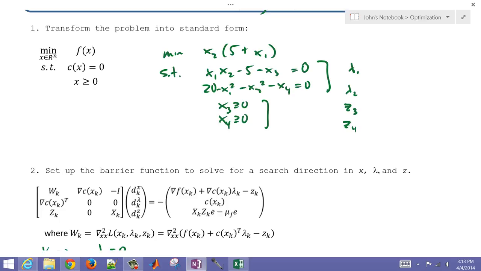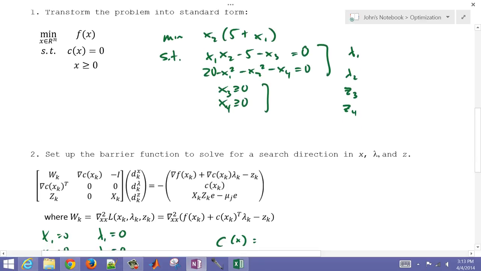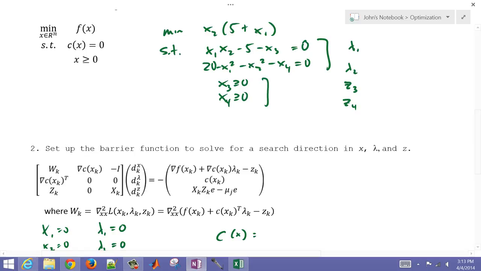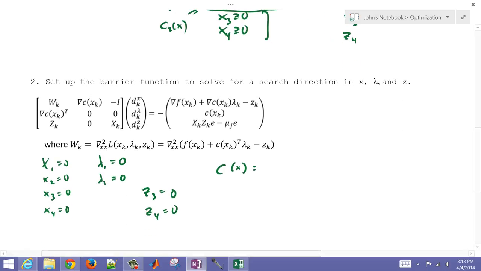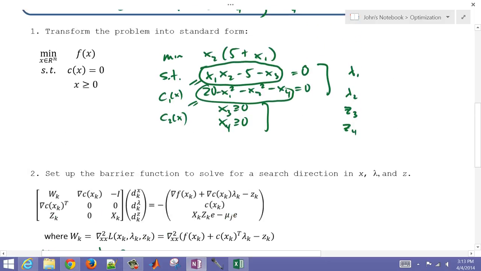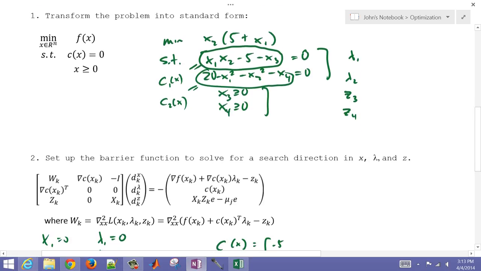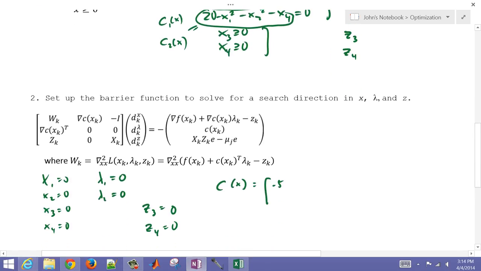Okay, so the first one, c1, is going to be equal to what? I just take this thing right here, and that equals c1 of x. And then I take this, and that equals c2 of x. So c1 of x is just going to be negative 5. And then what is c2 of x? Is it minus 20 or 20? Okay, so 20 for c2.